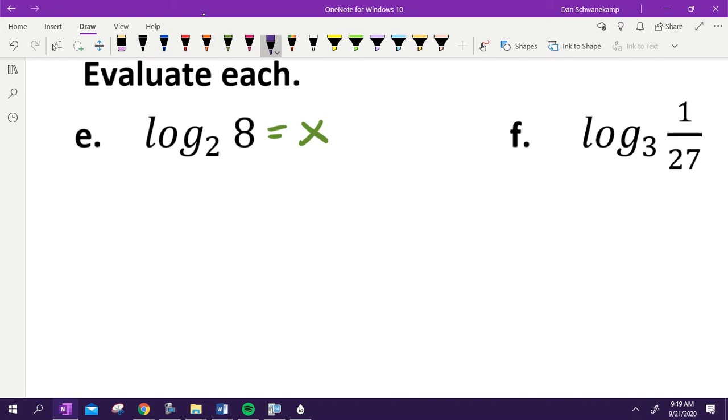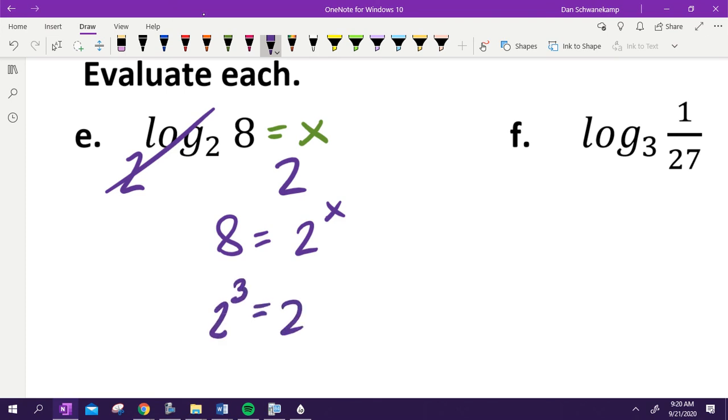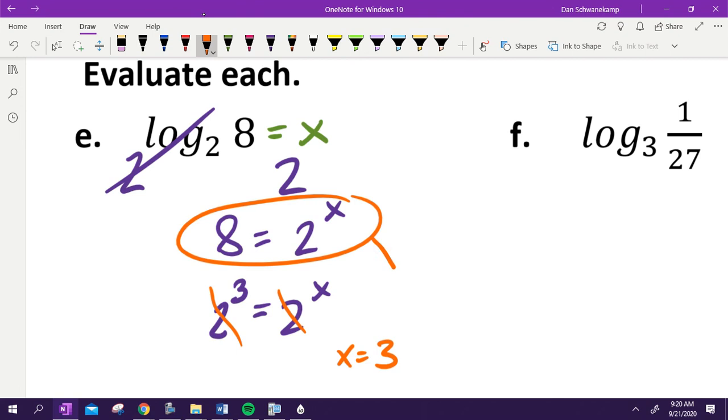So if I want to get rid of log base 2, what is the inverse of log base 2? 2 to a power. So I'm going to raise both sides as 2 to a power. I get 8 equals 2 to the x. 2 to what power gets me 8? 2 to the third. And so if you wrote it like that, now x is 3. Or you could just know that the answer to that question right there is 3. I don't care how you get there. But x is equal to 3. Try letter F.